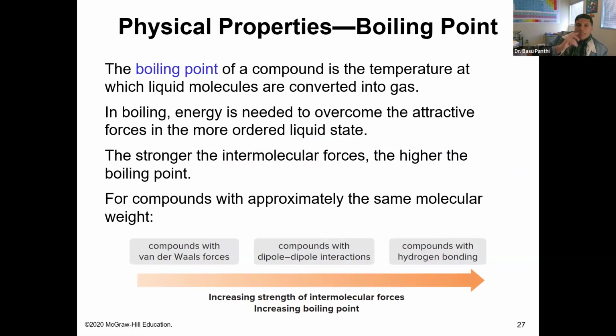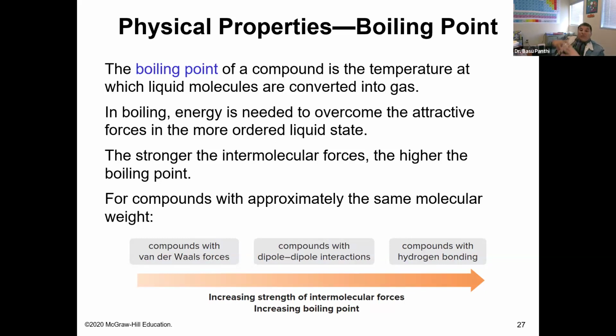So physical property. Boiling point. What is the boiling point? Boiling point of a compound is the temperature at which the liquid molecules are converted to gas. In boiling, we need to supply the energy which is able to break that intermolecular forces so the molecules are apart.